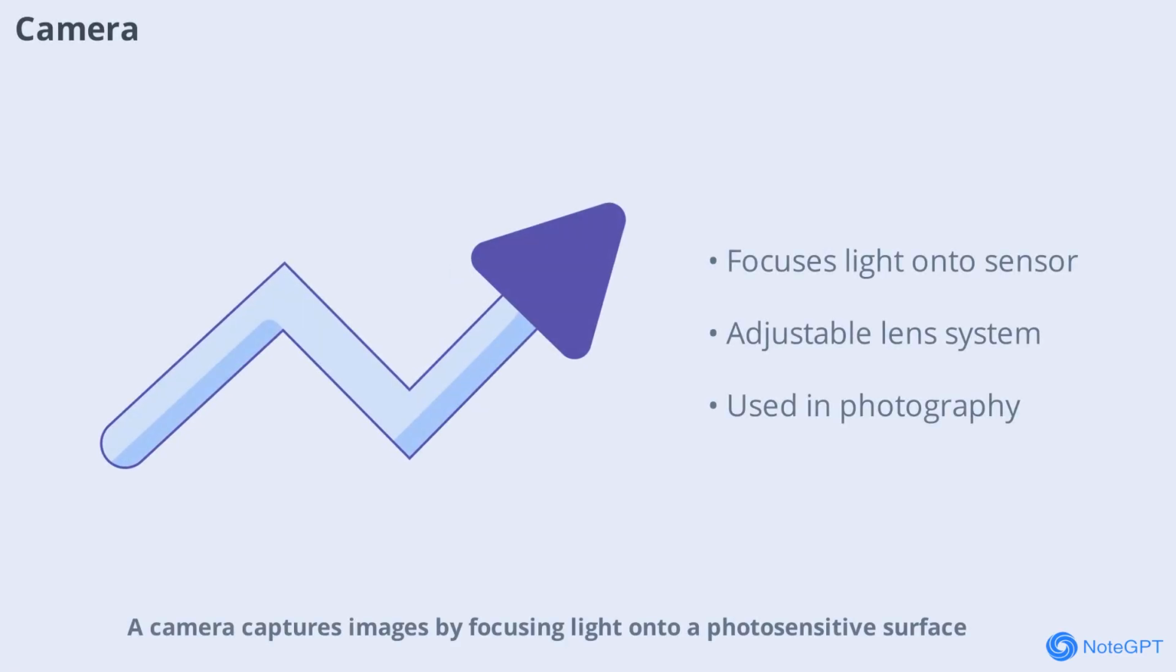Camera captures images by focusing light onto a photosensitive surface, such as film or a digital sensor. The lens system adjusts to focus on objects at different distances, and the shutter controls the amount of light entering. Cameras are used in photography, filmmaking, and security, making them an essential part of modern life.